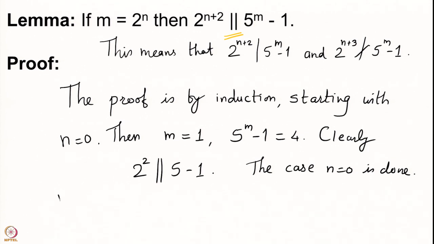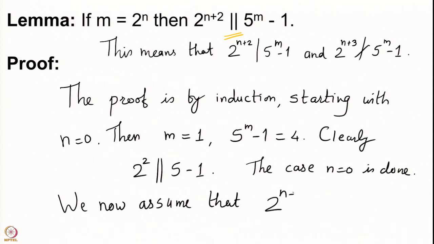We now assume, so there is this induction hypothesis, that 2^{n+2} exactly divides 5^{2^n} minus 1, and we will go to the higher n. So, we will look at 5^{2^{n+1}} minus 1.